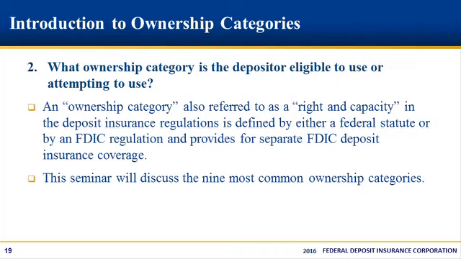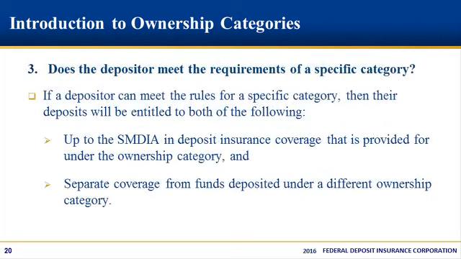Out of the 9 categories available, individuals can qualify for separate coverage under up to 6 different deposit insurance categories. Understanding the rules for each category is critical, since some of the categories allow for deposit insurance coverage in excess of $250,000, provided the specific requirements for that category are met. Let's say we've determined our owner is an individual. Then we have to determine which of the 6 categories available to depositors the depositor would like to use.